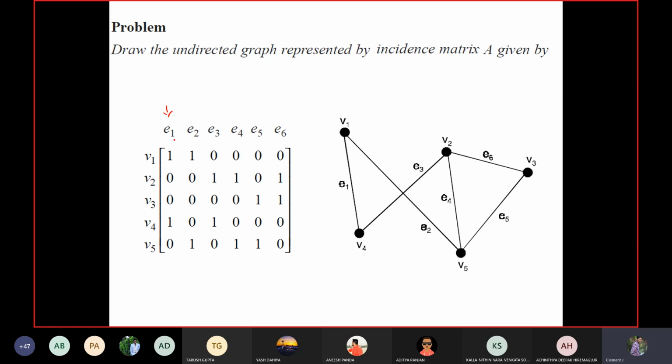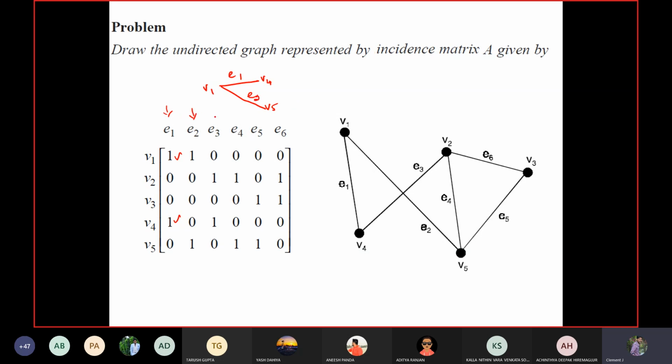diagram. So now first I am going to create an edge E1 by connecting V1 and V4. So this edge is actually E1. Next, E2. E2 means V1 with V5. V1 is already created, so the next vertex should be created as V5. So this is E2.